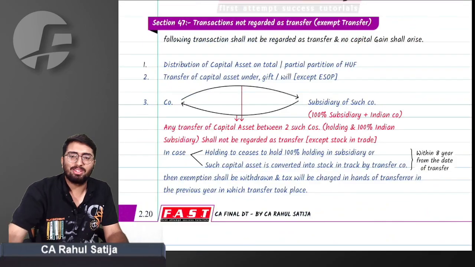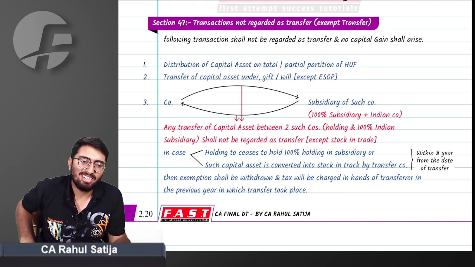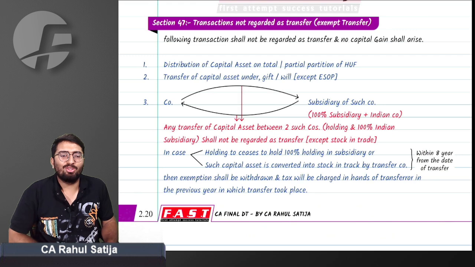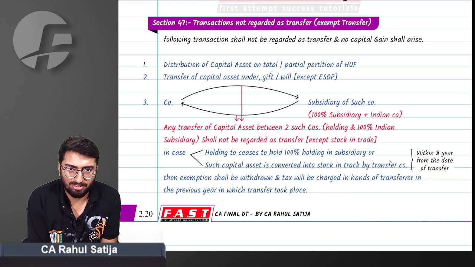I'm always unwilling to do this exempt transfer in the last part of the session, because it is a bit technical. Do you all want me to do this exempt transfer today itself or not? See, we do have a lot of time. We do have sufficient time. We have 20 minutes left right now.